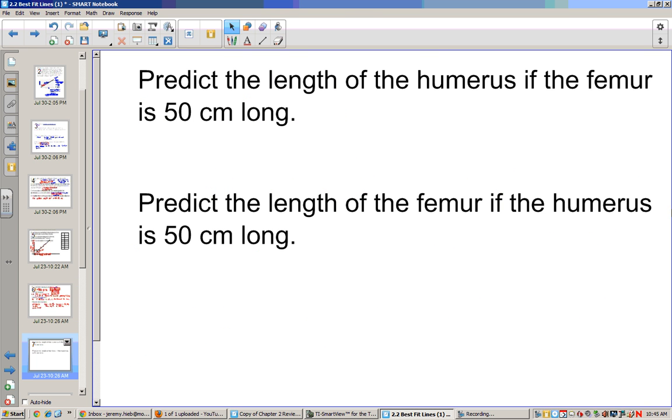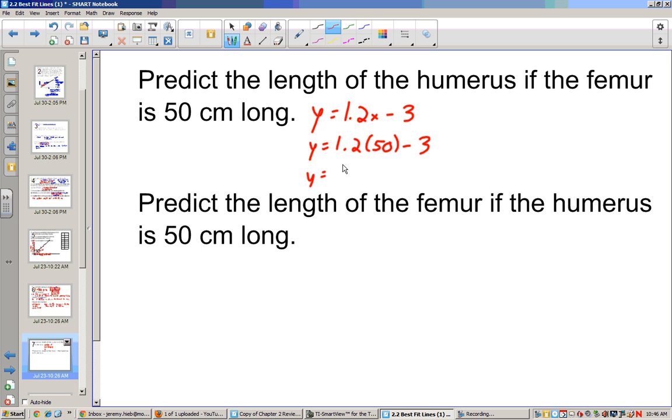All right, now predict the length of a humerus if the femur is 50 centimeters long. So I'll have to write this equation. y is equal to 1.2x minus 3. And if the femur is 50 centimeters long, we just put that in for x. So 1.2 times 50 is 60. 60 minus 3 is 57.